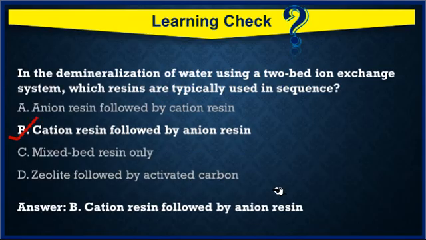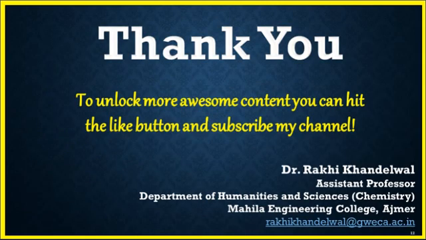Yes, you are right. Option B is the correct option, that we have to place the cation exchange resin first and after that the anion exchange resin is placed. Why? Because first the calcium and magnesium ions are removed, then the anionic parts are removed with the help of the anion exchange resin. So that's all for today's video.